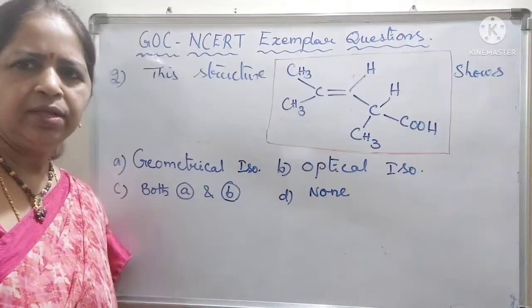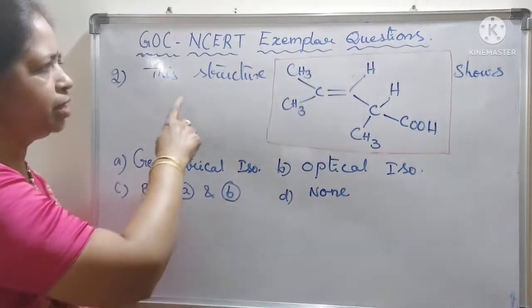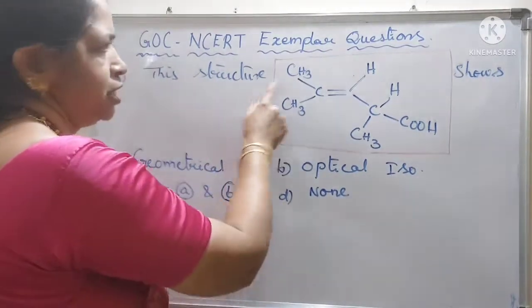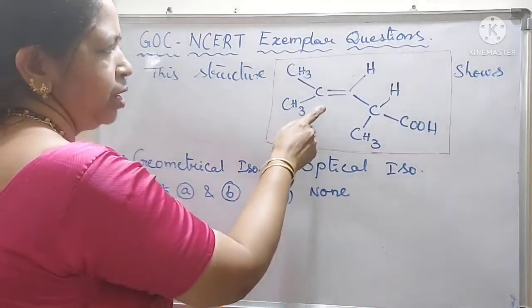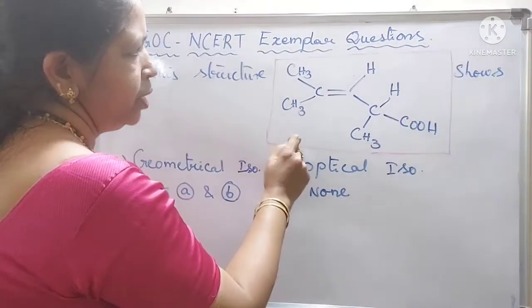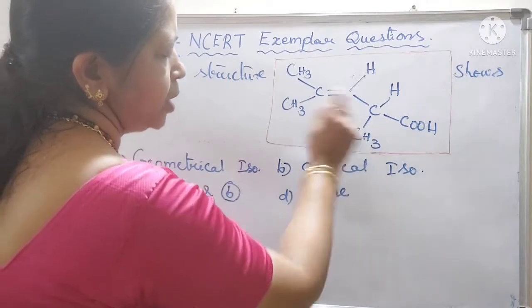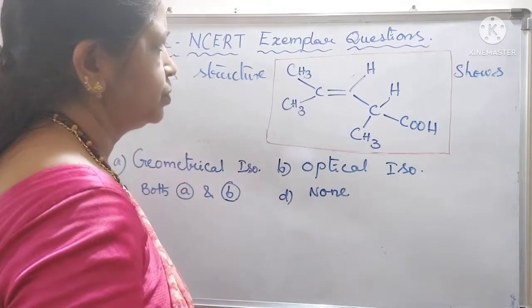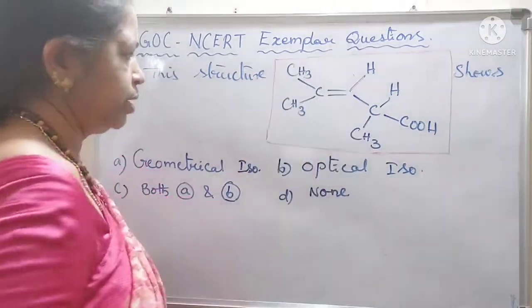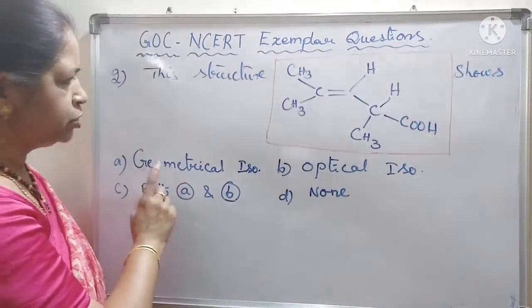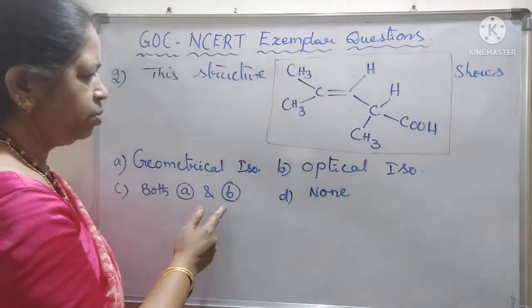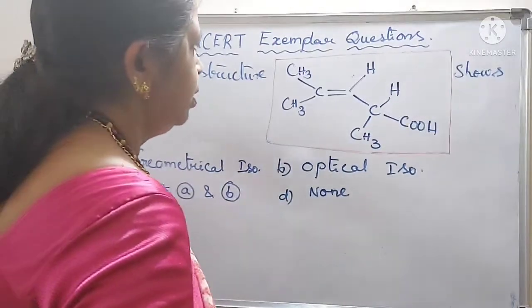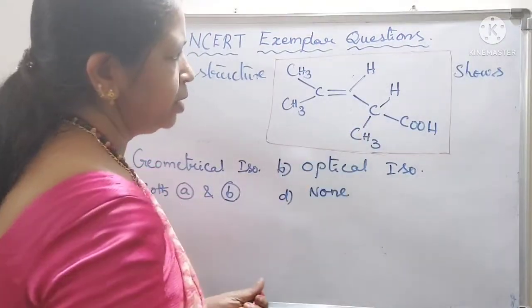Okay students, the next question is a structure. This structure shows which kind of isomerism? This structure has a double bond and it has a chiral center. A double bond and a chiral center. In the options: geometrical isomerism, optical isomerism, both A and B, and none. It has a chiral center.